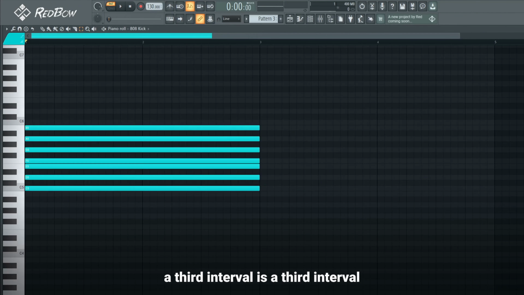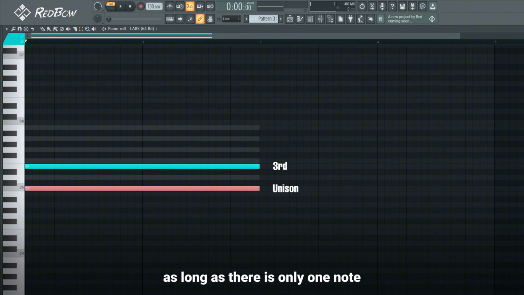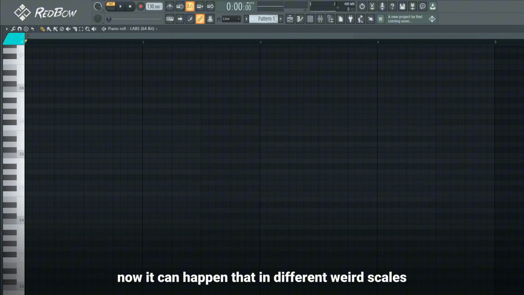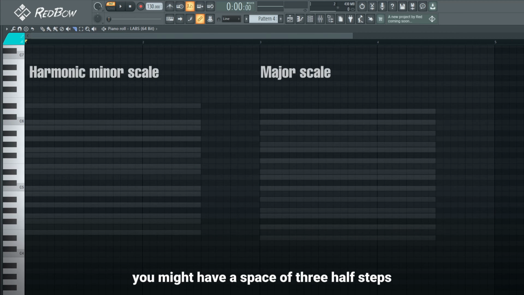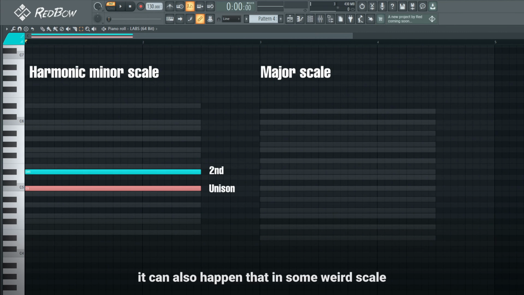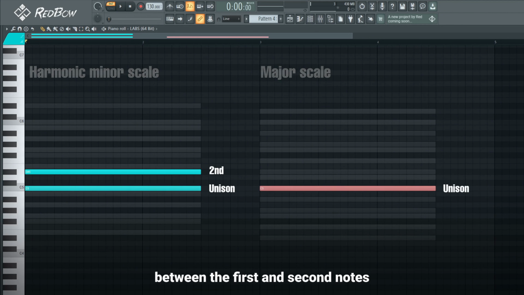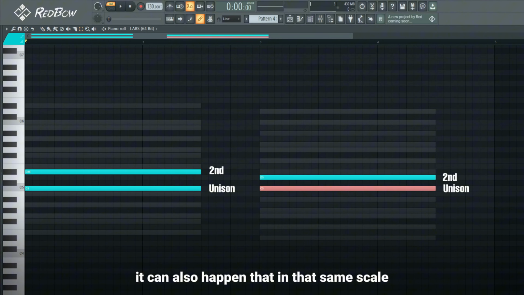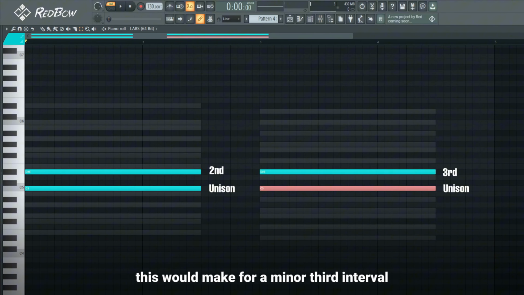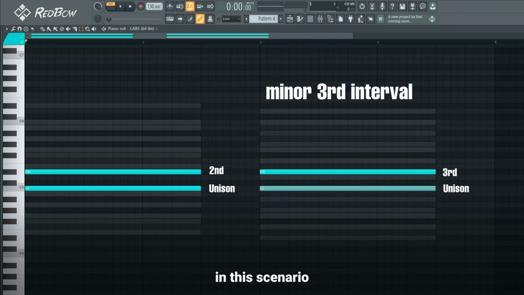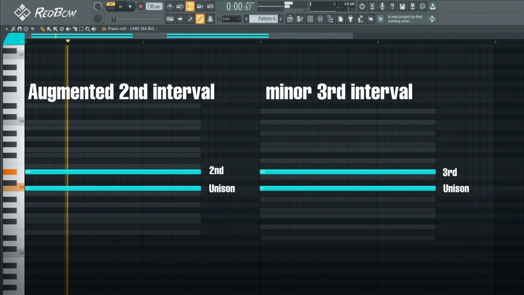A third interval is a third interval as long as there is only one note between the first and the third notes used to calculate the interval. Now, it can happen that in different weird scales you might have a space of 3 half steps with no scale notes in between your first and your second notes. It can also happen that in some weird scale you might have a space of only 2 half steps between the first and second notes. It can also happen that in that same scale there is a scale note right above our second note. This would make for a minor third interval in this scenario and for an augmented second in this scenario.